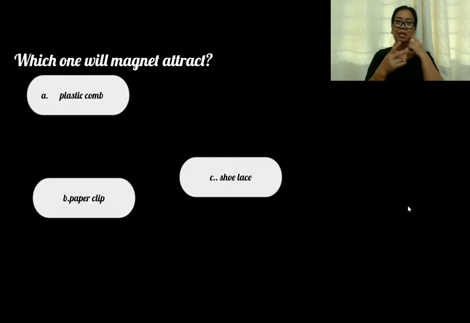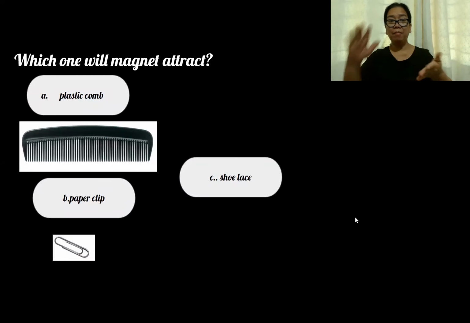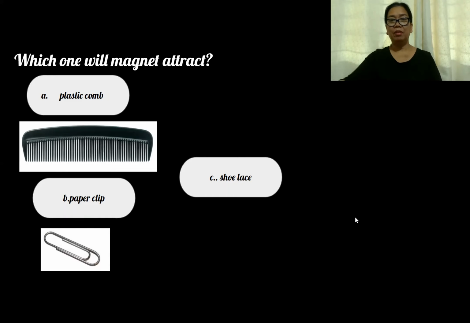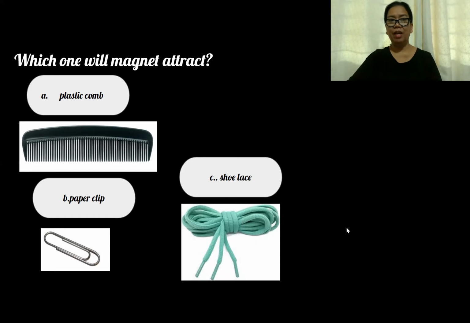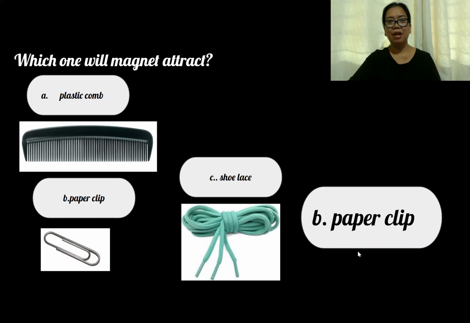Now, let me see if you have understood what we have discussed today. Which one will magnet attract? A, plastic bomb. B, paper clip. C, shoelace. Which one will magnet attract? 5, 4, 3, 2, 1. Yes. Paper clip. Why? Because it is made of iron.